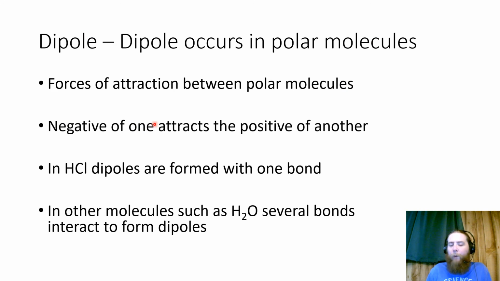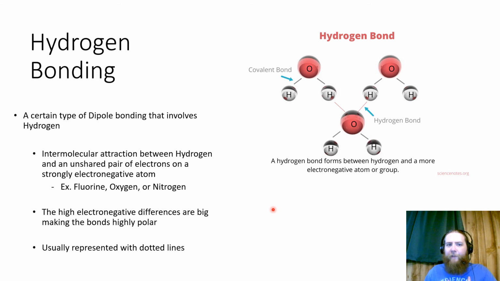The negative of one is going to attract the positive of another. We looked at HCl before, and we saw that happening with one bond. In H2O, we can get lots of dipole-dipoles. We get them in the form of hydrogen bonding. So dipole interactions that involve hydrogen are called something special. We call them hydrogen bonds.